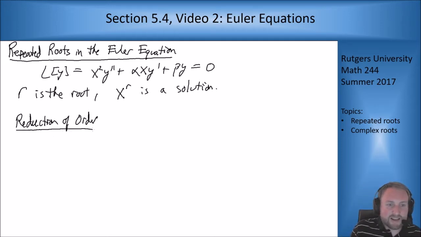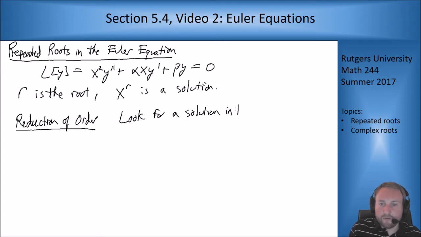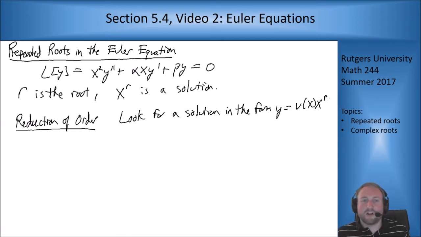What this is going to entail is that we're going to look for a solution in the form y equals some function v of x times x to the r. So x to the r is a solution, and we're going to look for a solution that is some function multiplied by x to the r. You could do this for the other cases too, but it works out easiest for this case. It actually shows something in this case here. So let's take derivatives of this, and then we'll plug it in and see what we get.